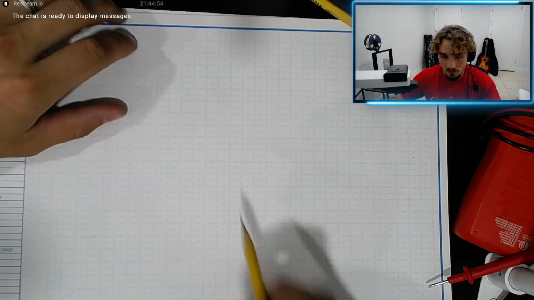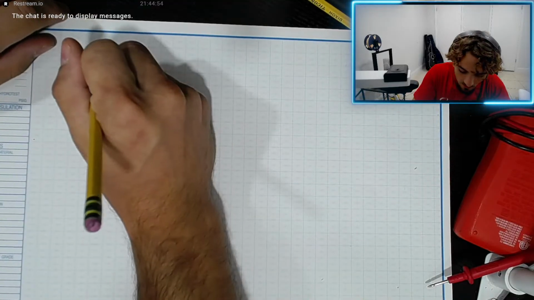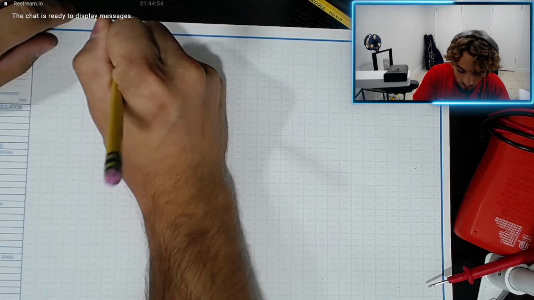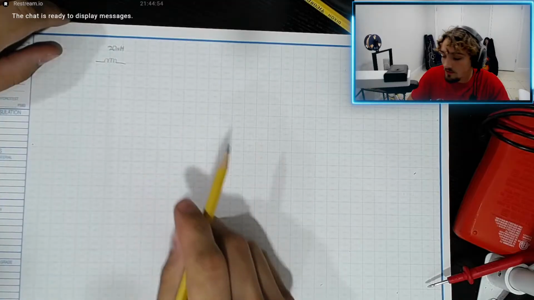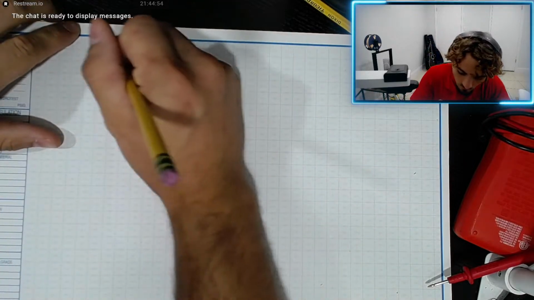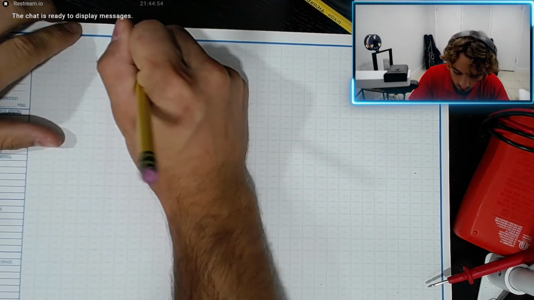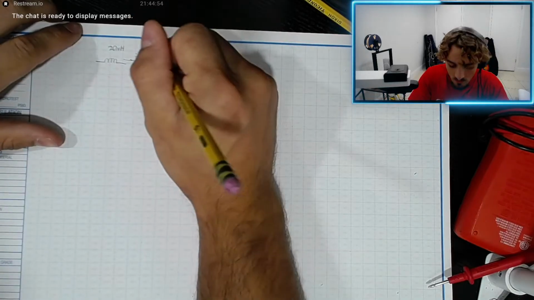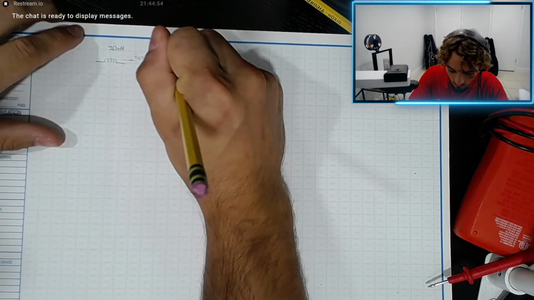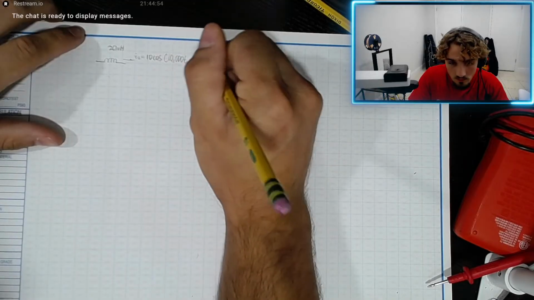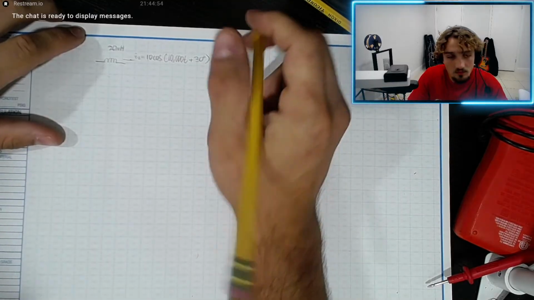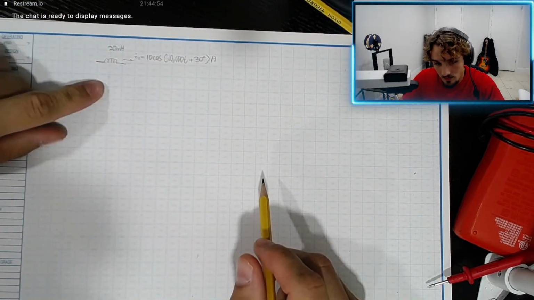Yes, the current in a 20 millihenry inductor is i_L equals 10 cosine(10,000t plus 30 degrees) amps. Okay, very well. Calculate the inductive reactance. The reactance.